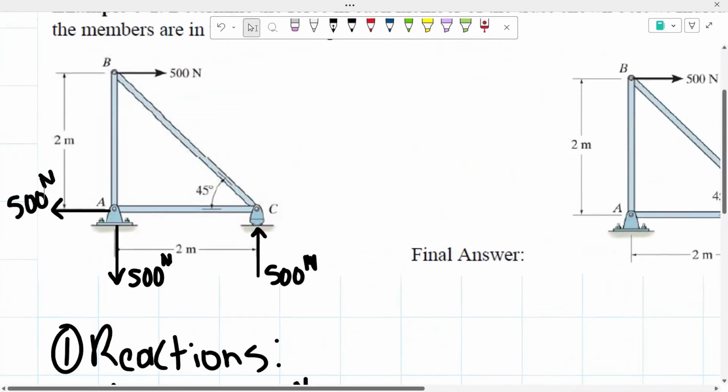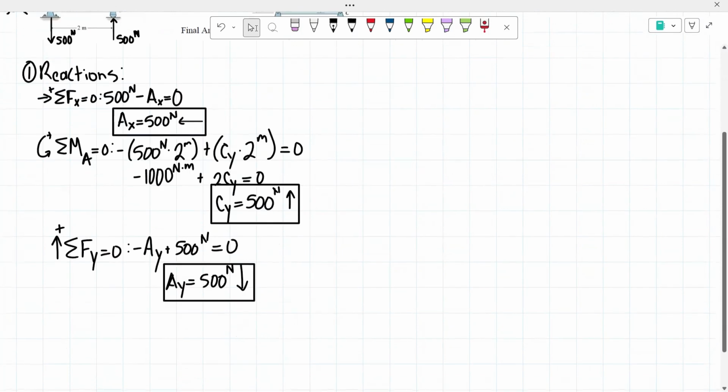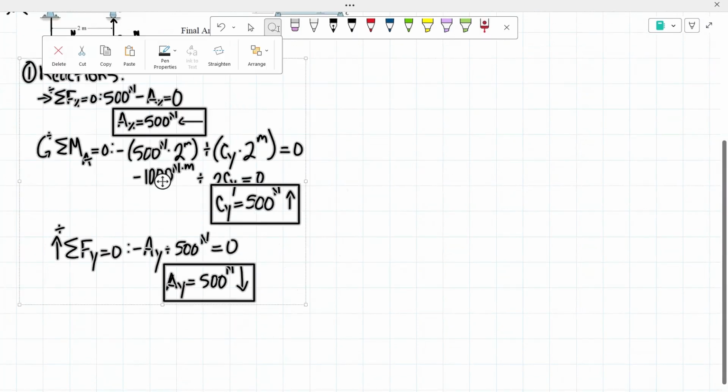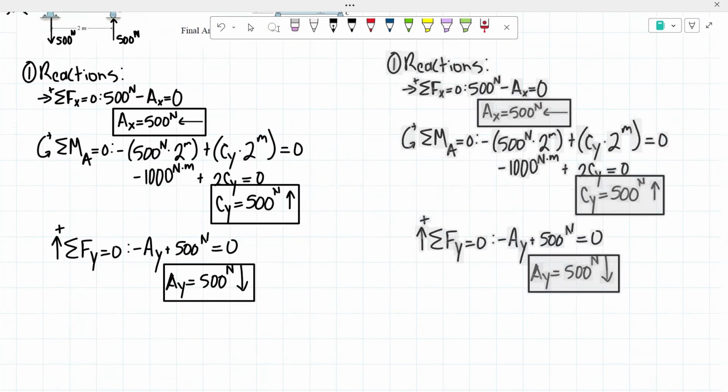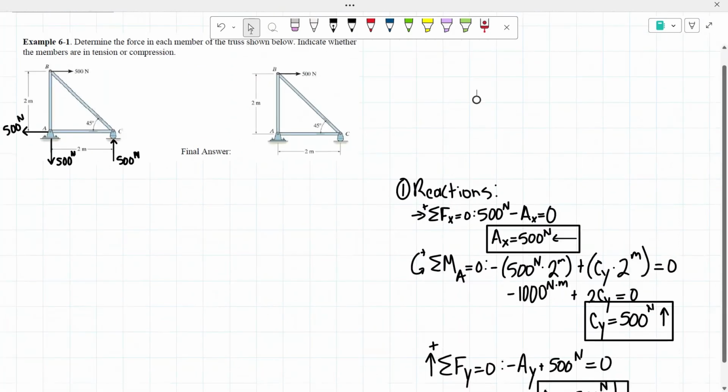So now that we determined the reactions, this is where we're going to start actually determining the forces of each of the members of the truss. To determine the forces of each of the members, we're going to be using the method of joints. That's our second step. I'm going to move my work of the reactions off to the side. And now we're going to do method of joints. That's our second step.